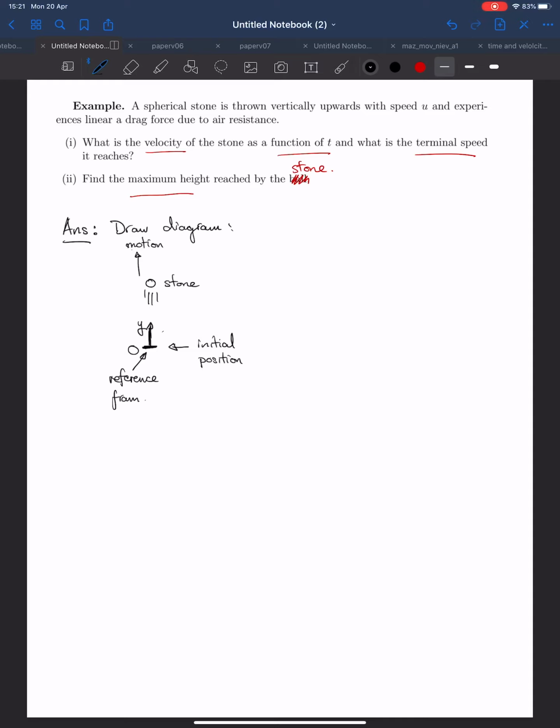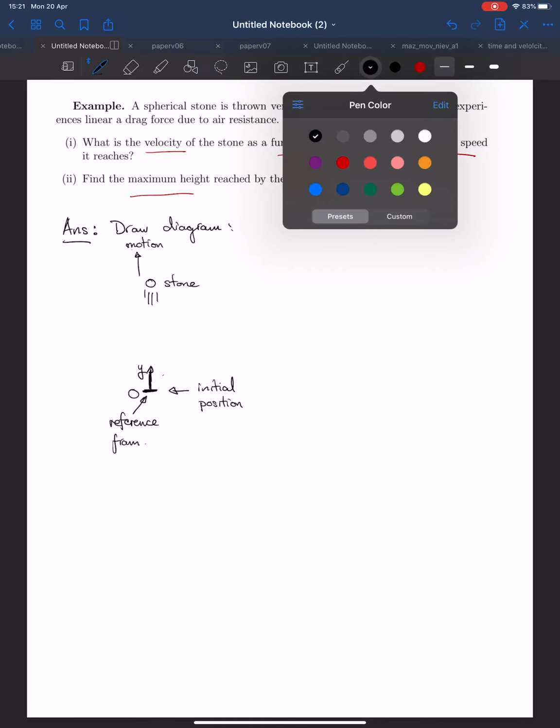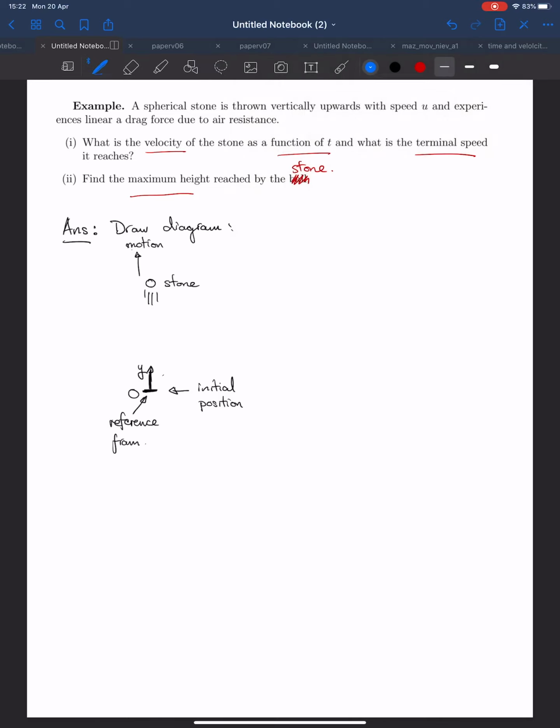So now, okay, all that's in place. We need to decide the forces that act on the stone. Well, clearly the stone moves upwards, so we know that it's acted on by our good old friend, which has magnitude mg. So this is the gravity force, and this force acts downwards. Okay, and this will be represented by Fg.